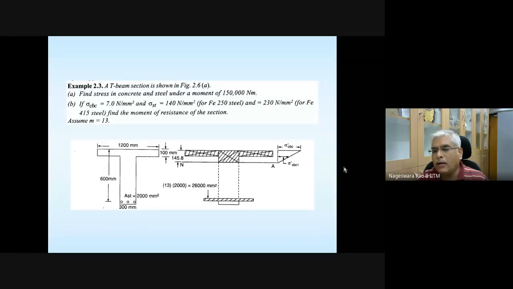Then please note that we are currently following the working stress method. The first assumption, which is given in Annexure B of IS 456, is that plane sections remain plane before and after bending.